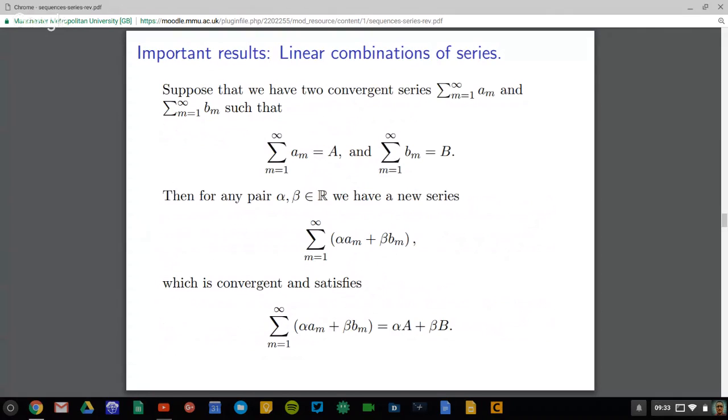Before we meet the convergence tests, we do have a result somewhat similar to the algebra of limits theorem for sequences. It's a result about linear combinations of series. If we have two convergent series, a sum of a_m and a sum of b_m, converging to A and B respectively, then if you form a new series defined as a linear combination of the old series, this new series is again convergent, and the limit it has is the obvious one: alpha times the sum of the first series plus beta times the sum of the second series.